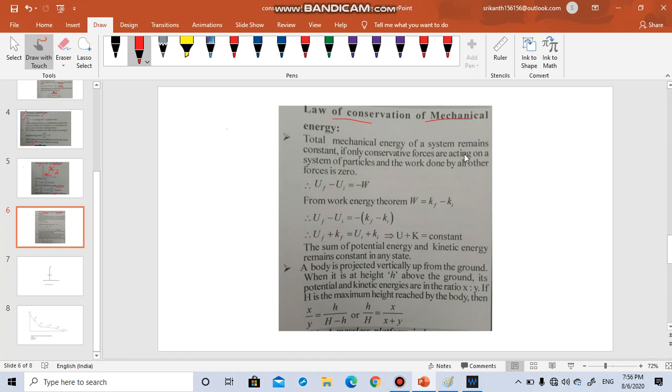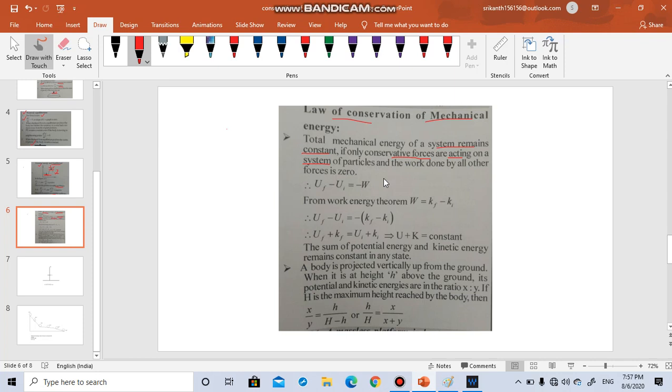And mechanical energy consists of potential energy and kinetic energy. When we talk about mechanical energy, we talk about only kinetic and potential energy. Okay, so first we need to keep our discussion intact. We have to keep our scope intact. Now, total mechanical energy of a system remains constant. I will explain you the actual meaning of this in the coming slide. Okay, if only conservative forces are acting on a system. This is a very important line. Conservative forces are acting on the system.